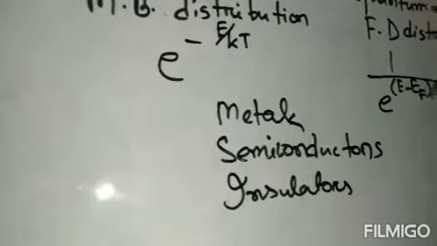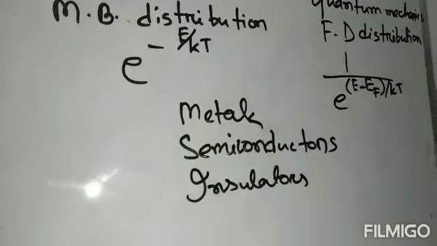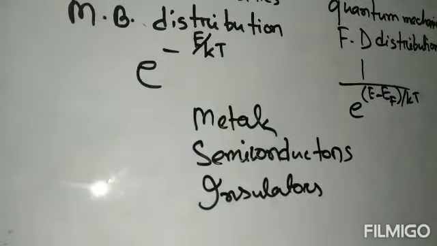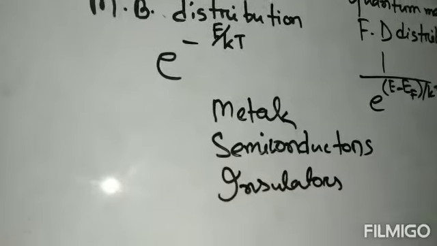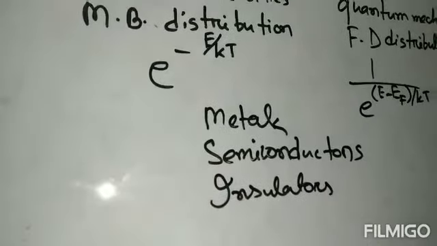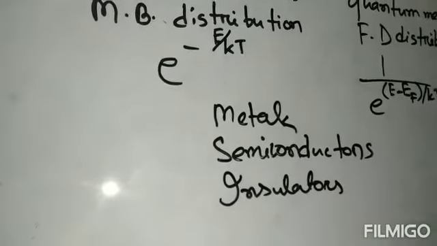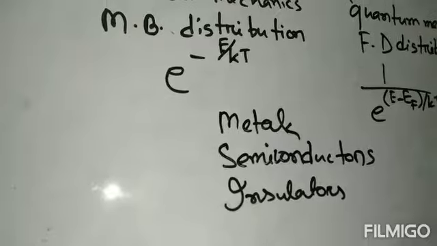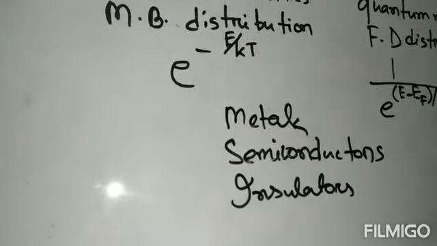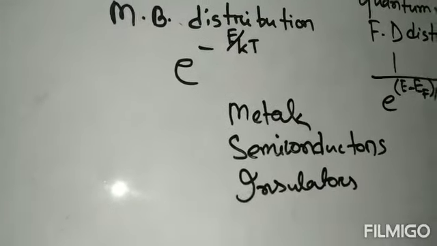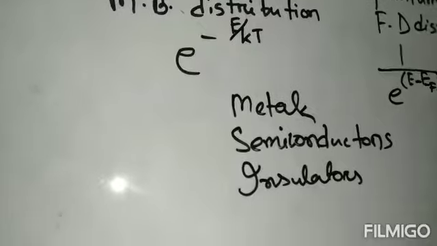In an insulator, there is a very big energy gap, so there is no free electron in the valence band which can easily go to the conduction band. So an insulator cannot pass electricity.